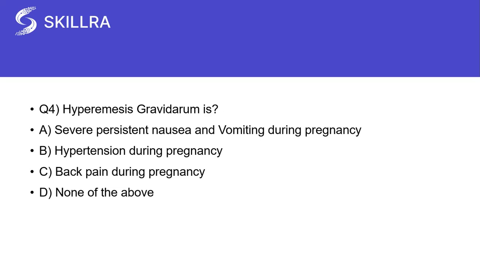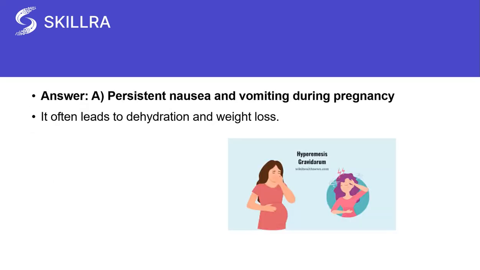Question 4. Hyperemesis gravidarum is option A, severe persistent nausea and vomiting during pregnancy. Option B, hypertension during pregnancy. Option C, back pain during pregnancy. Option D, none of the above. The correct answer for this question is option A, persistent nausea and vomiting during pregnancy.